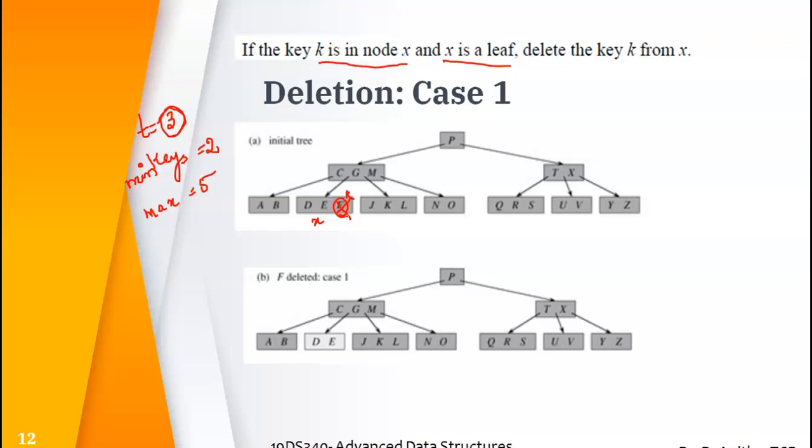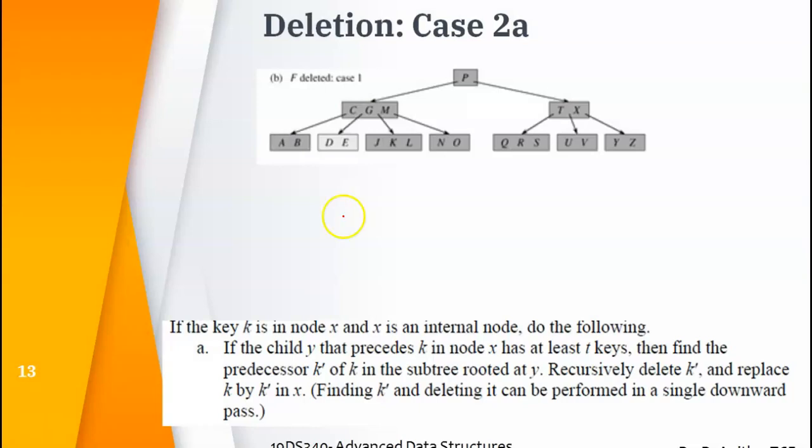We shall move on to the second case now. I am trying to delete m now, which is not in the leaf but is in one of the internal nodes. So what should I be doing? Just read through it. If k is in node x, then x is an internal node. So my k is now m and this is the internal node x. I have to look for a child that precedes k. What is the child that precedes m? It is this node. So this is y. And check whether it has at least t keys. Yes, it has 3 keys. Okay, so the condition is satisfied.